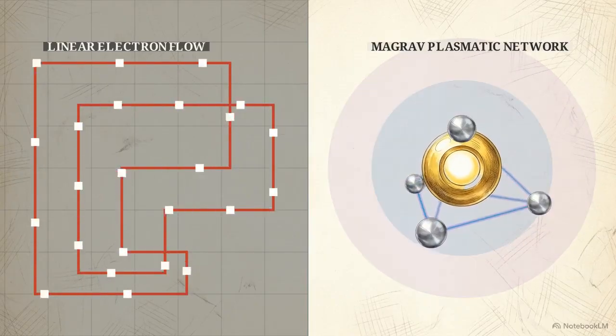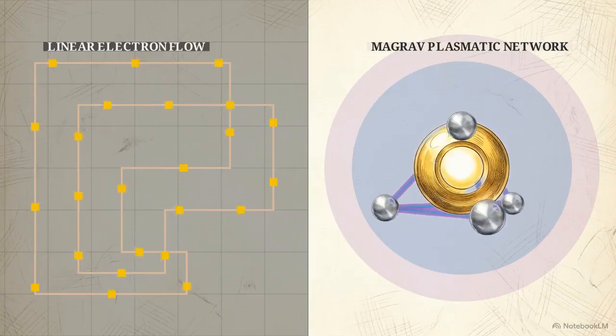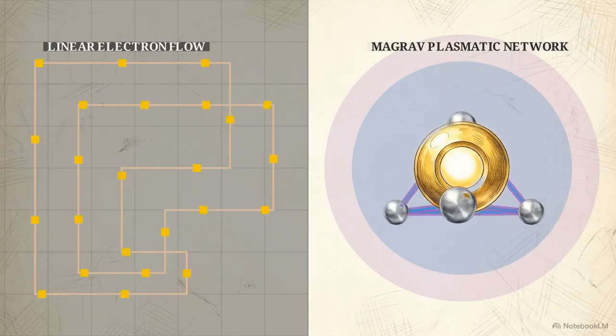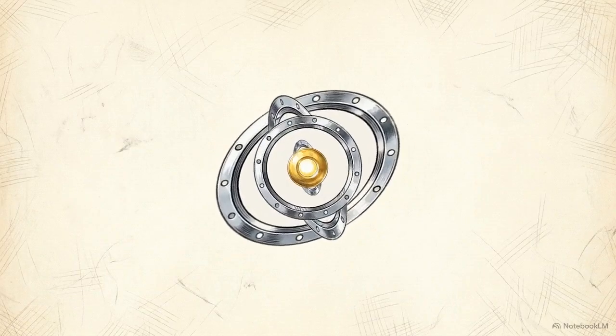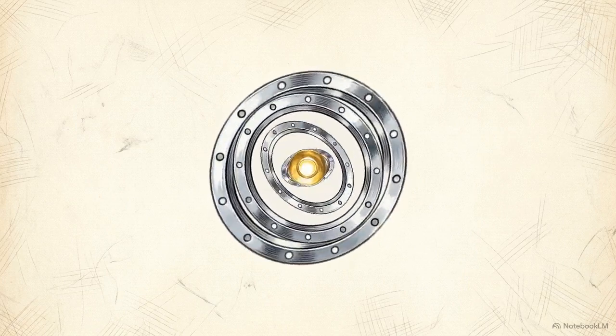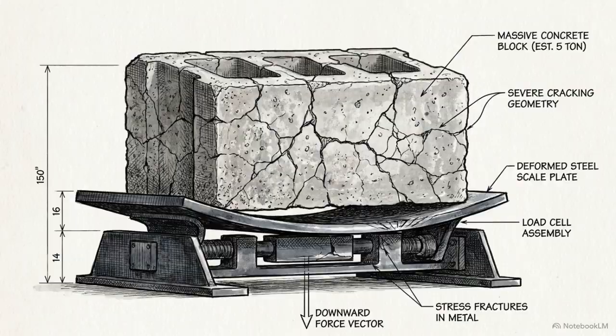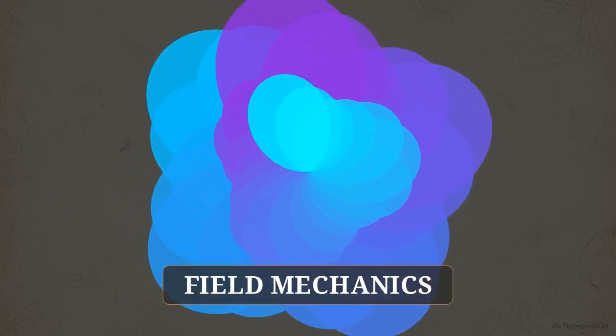On the left, you see standard linear electron flow. On the right, a plasmatic energy network operating through 4 interconnected nodes. This generator does not consume fuel to run. It operates as a dynamic, multi-dimensional ecosystem that requires highly specific tuning. To successfully scale output in this framework, engineers must discard the assumption that raw physical mass equates to power, and instead focus entirely on field mechanics.